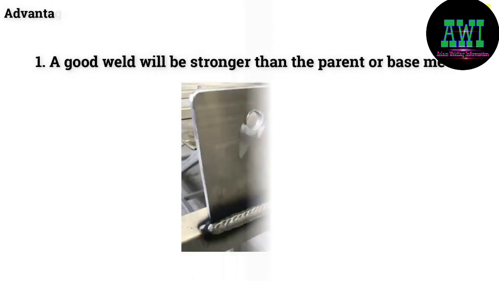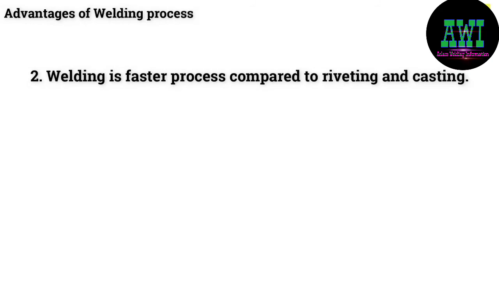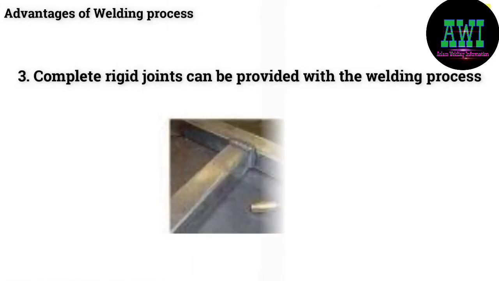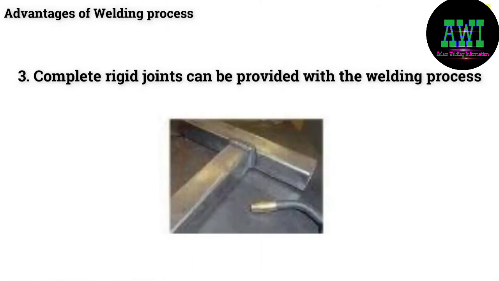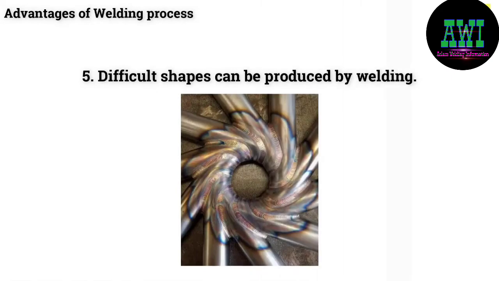Now let's move on to the advantages of the welding process. Number 1. A good weld will be stronger than the parent or base metal. 2. Welding is a faster process compared to riveting and casting. 3. Complete rigid joints can be provided with the welding process. 4. Applicable to all metals and alloys. 5. Difficult shapes can be produced by welding.